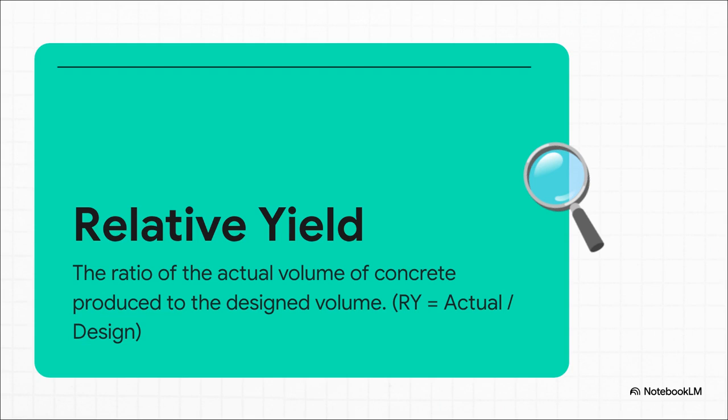Relative yield makes things even simpler. Think of it like a score. It's a direct ratio comparing the actual volume you just calculated to the volume you were supposed to get from the design. A relative yield of 1.00 is a perfect score. It means you got exactly what was ordered. If you get a 1.05, that means you got 5% more volume than expected.